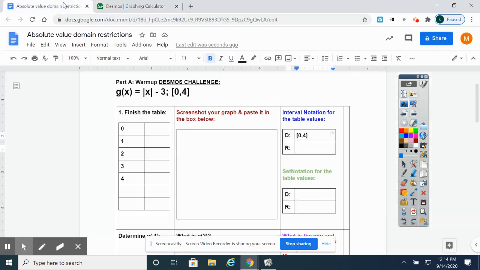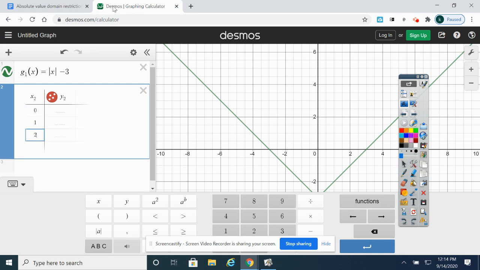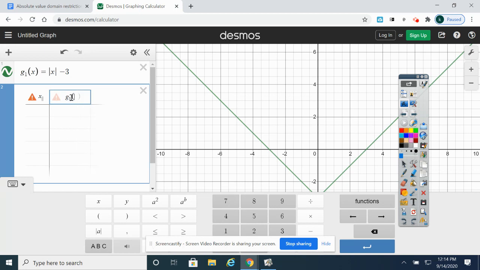And we said our restriction is from 0 to 4. So I'm going to type in 0, 1, 2, 3, and 4 before I forget. Now notice nothing popped up. It's because we got to fix the top of this table here. It's got to look just like the equation. So g sub 1 of x. Get rid of the box. It doesn't like that gray box.